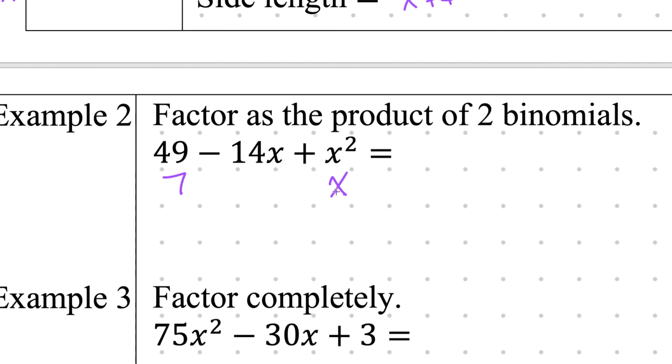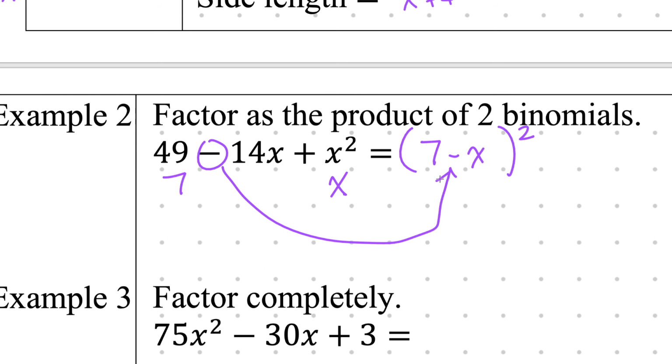Now that we know it's a perfect square, let's go ahead and use our formula. It's going to be something squared. What goes in our formula? Andres: Would it be 7 minus x? There it is. And the minus came from the negative 14. And we're done.